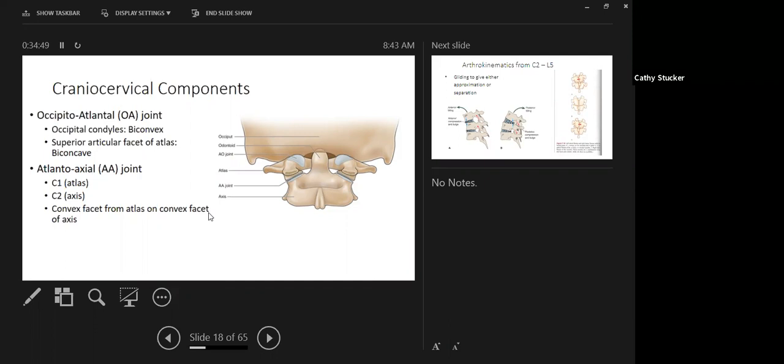The atlantoaxial joint is C1 and C2. And these are kind of convex too. They're a little more flat than convex in my humble opinion, but what primary motion occurs at the AA joint?